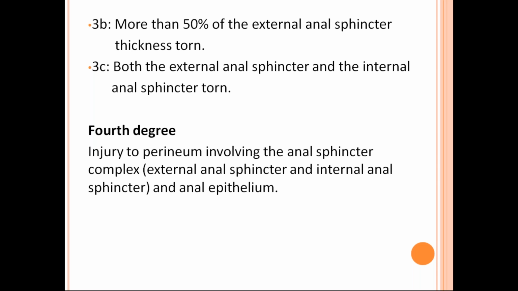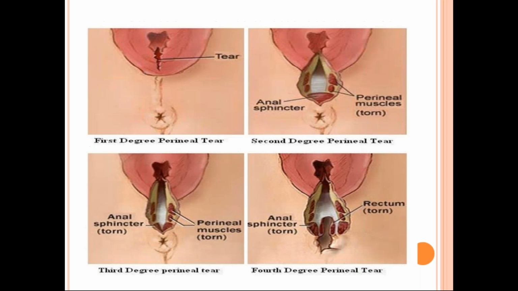So the degrees of tear: first degree, second degree, third degree, and fourth degree. First degree is superficial, that is mucosa and skin. Second degree involves the transverse perineal muscle, along with skin and mucosa. In the third degree, the anal sphincter is involved, external and internal. In the fourth degree, the rectal wall is also involved, with or without rectal mucosa. These are all the degrees.